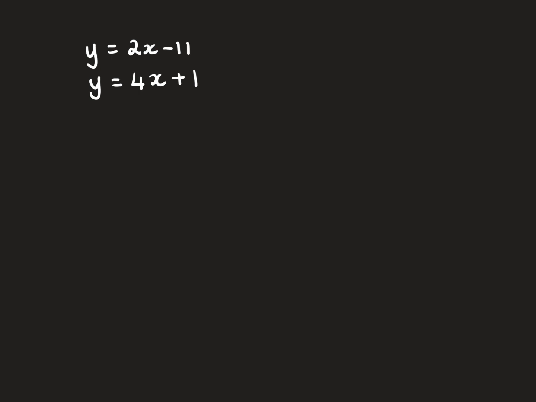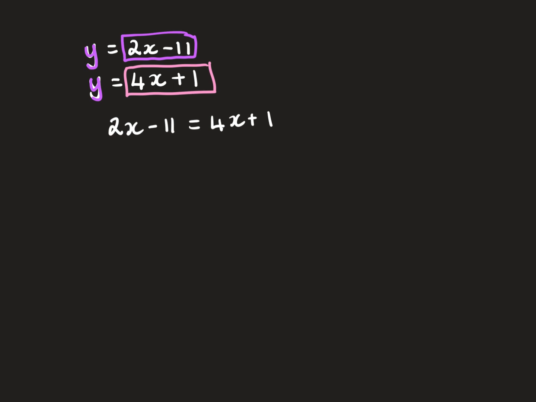I've got a slightly different type of equation to show you now. You'll notice here I've got y is equal to this, and y is equal to that. Well, if y is equal to this and y is equal to that, then this must be equal to that. Let me show you what I'll do. I'm going to go 2x minus 11 is equal to this bit here, 4x plus 1.